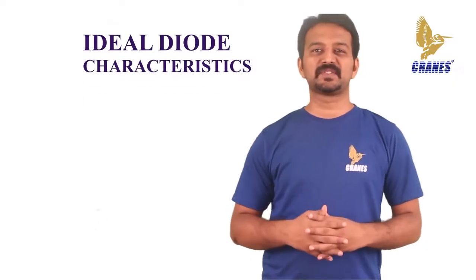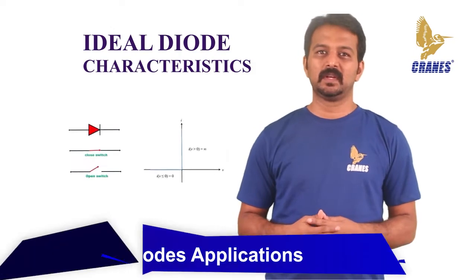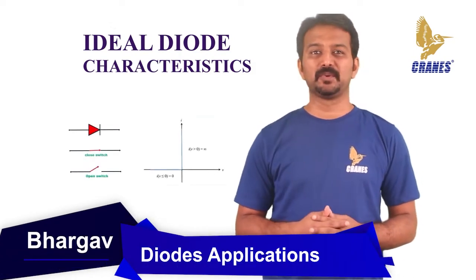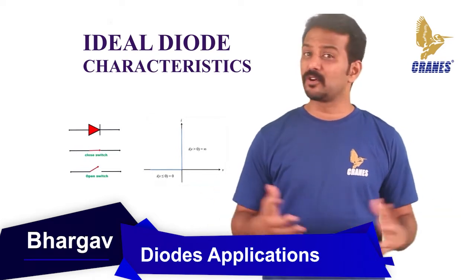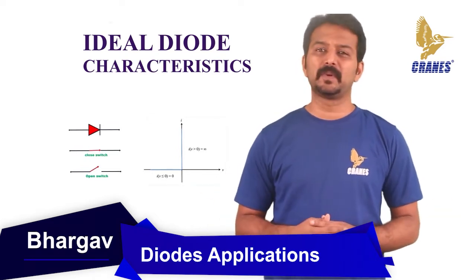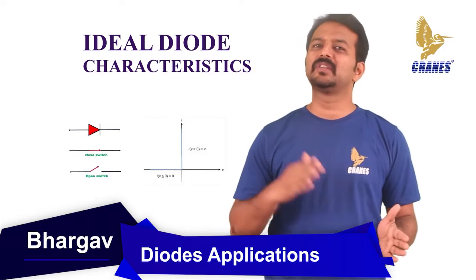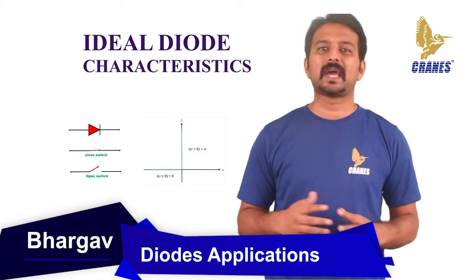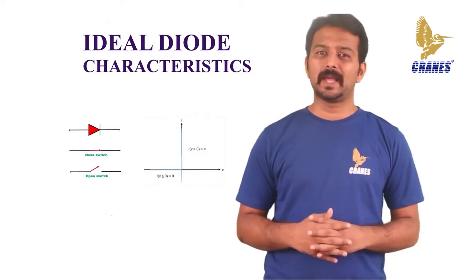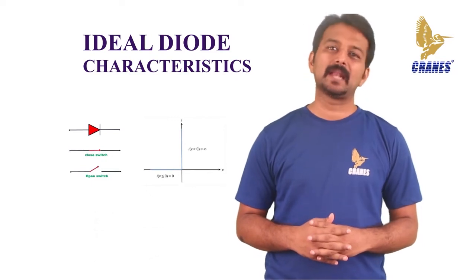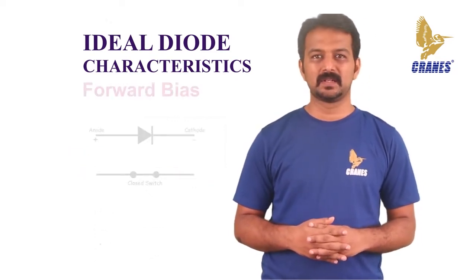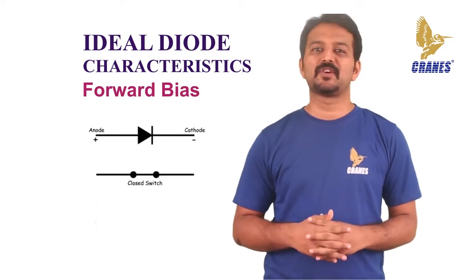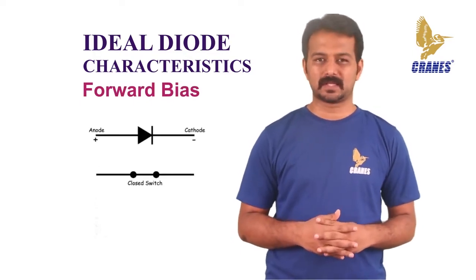Let's look at the characteristics of an ideal diode. An ideal diode means a perfect diode which has all the properties in their perfect sense without any flaws. Usually a diode operates either in the forward or the reverse bias condition. The characteristics which are expected to be exhibited by the ideal diode can be analyzed separately for these two modes of operations. So let's look at the characteristics of an ideal diode when it is forward biased.